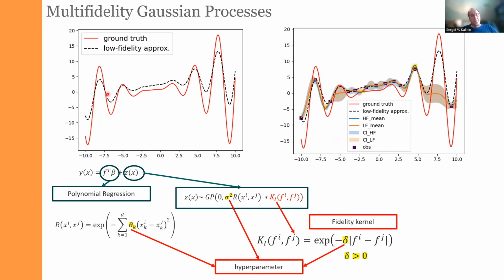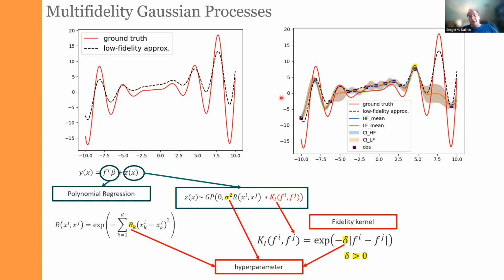Imagine that the red curve is the ground truth. So this is the function that we want to discover. It is available through the high fidelity measurements, but high fidelity measurements are expensive. We want to make a smaller amount of these measurements. This is the low fidelity approximation, meaning that this is something that kind of reminds us of the ground truth, but it is something that is much easier to measure.